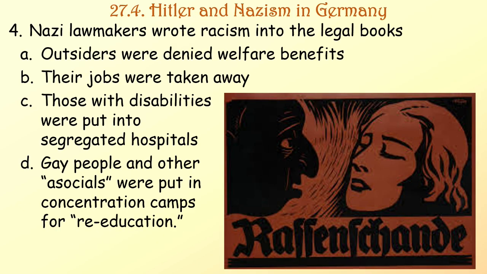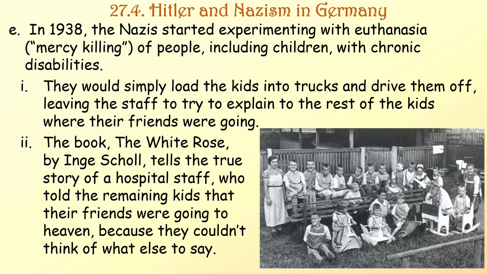Nazi lawmakers wrote racism into the legal books. Outsiders were denied welfare benefits. Their jobs were taken away. Those with disabilities were put into segregated hospitals. Gay people and other asocials were put in concentration camps for re-education. In 1938, the Nazis started experimenting with euthanasia, mercy killing of people, including children, with chronic disabilities.